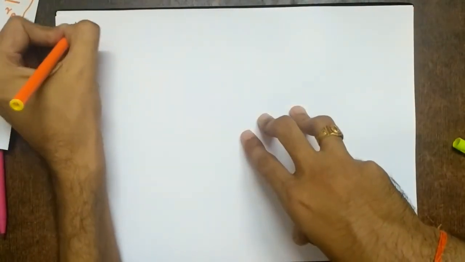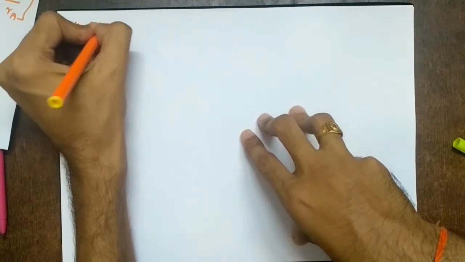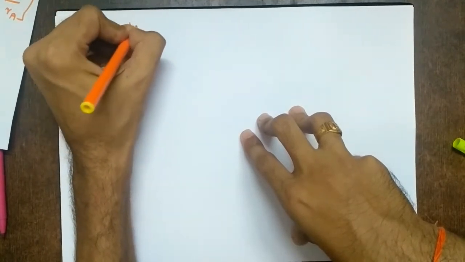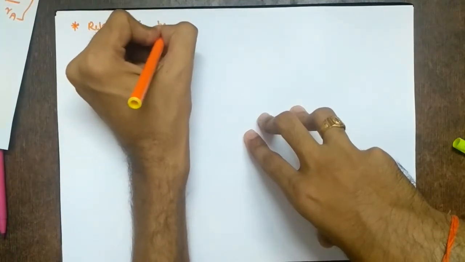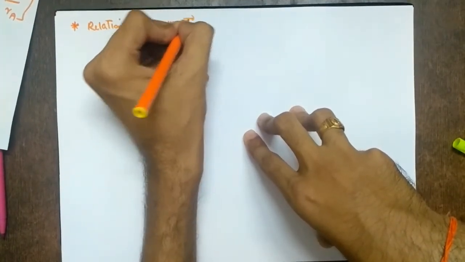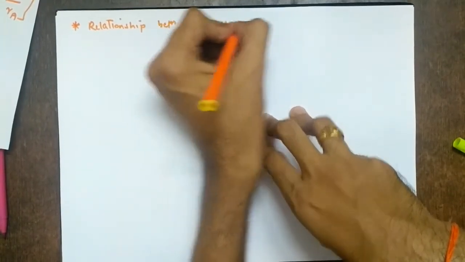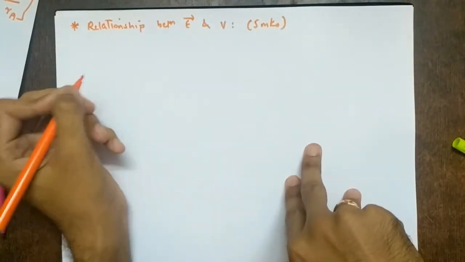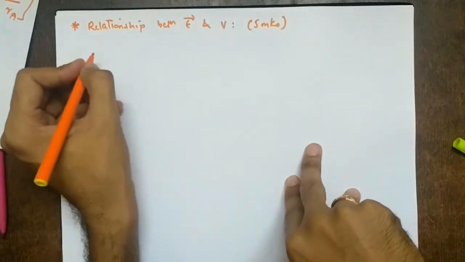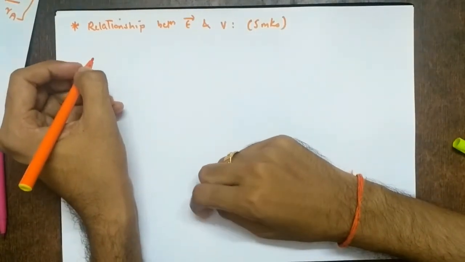Next we have the relationship between electric field and potential. So this is very important. A question is asked for 5 marks. What is the relation between electric field and potential? You have to derive it. So I'll derive it for you.